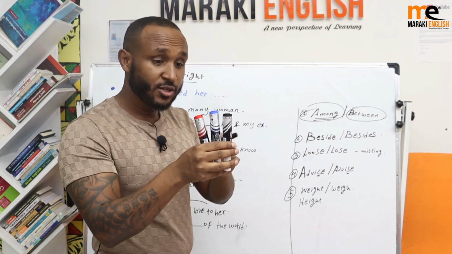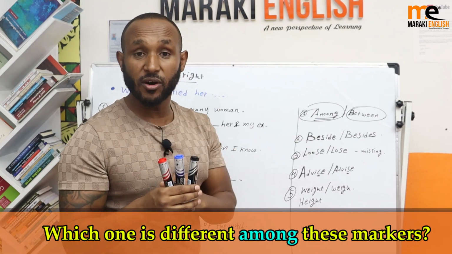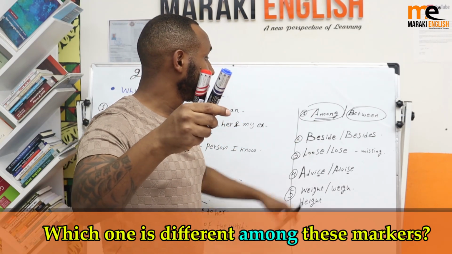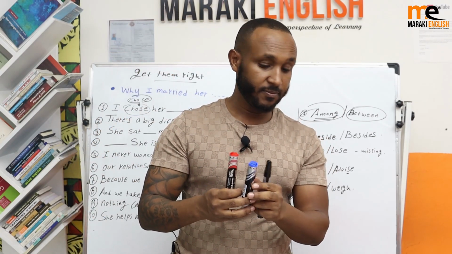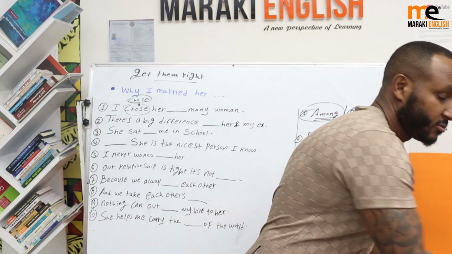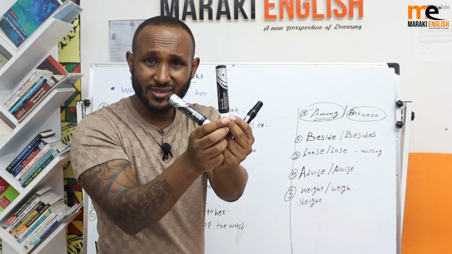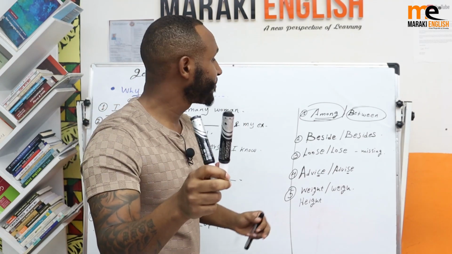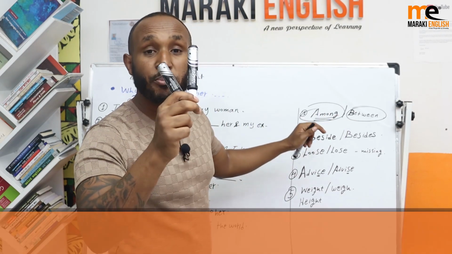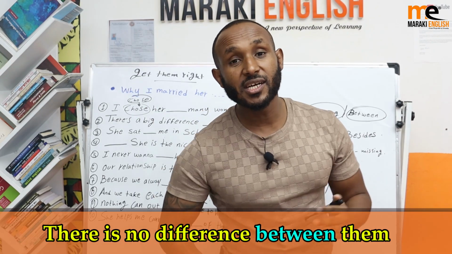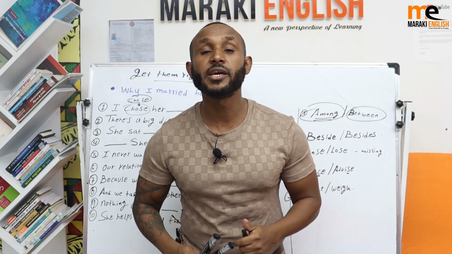I have three, right? So you say which one is special or which one is different among these markers. But if you have two, you can say between. So this marker or this marker. You know what? Let me make it the same color. So I'm asking you this marker or this marker? Look at them. There's no difference, dash them. There's no difference between them or among them? Between them. So remember this. Every time when you compare two things, you say between. If it's more than two, you say among.